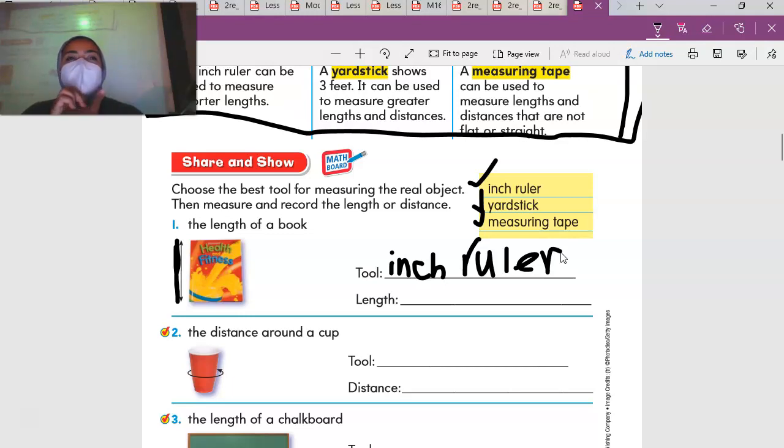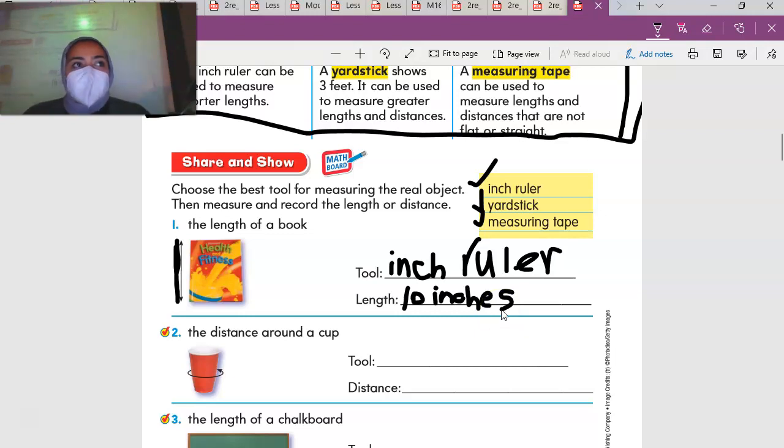The distance around a cup would be measured with what? Measuring tape. For this one, since we don't have measuring tape, we're just going to write measuring tape. You don't have to write the distance because we don't have one. We can't measure it. But if you're at home and you probably do have a measuring tape, then I want you to go ahead and do that part. But for us, we're just going to write measuring tape. I'm going to move on.